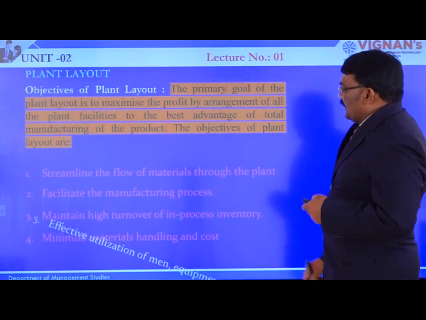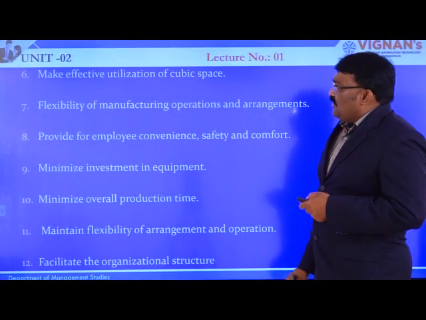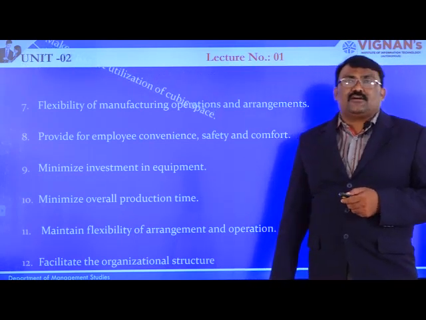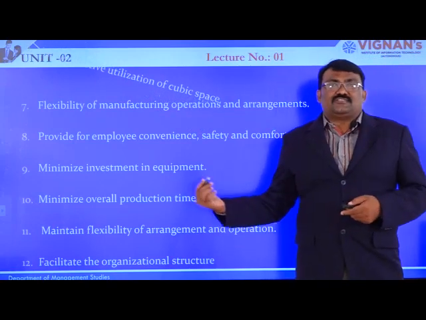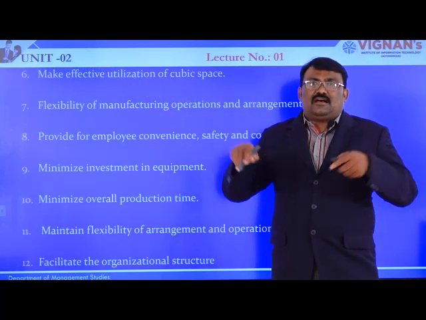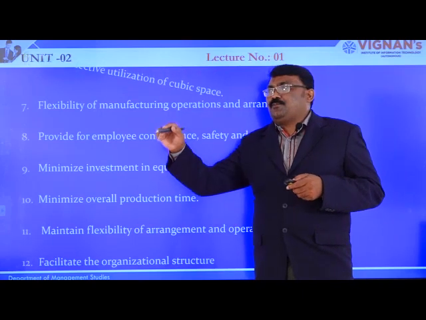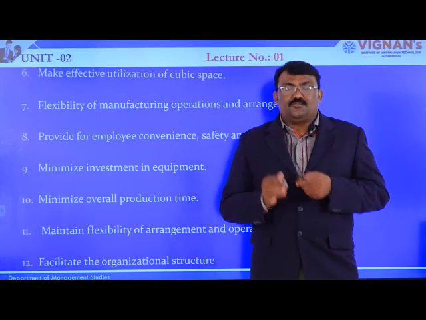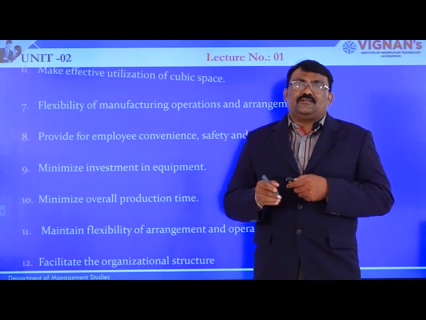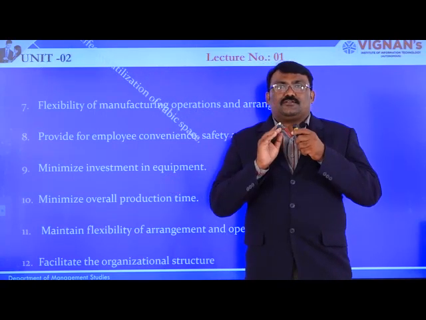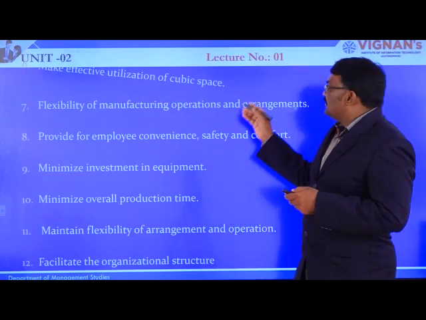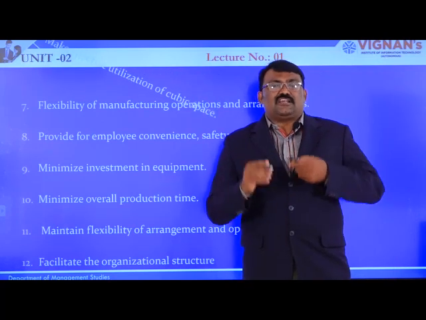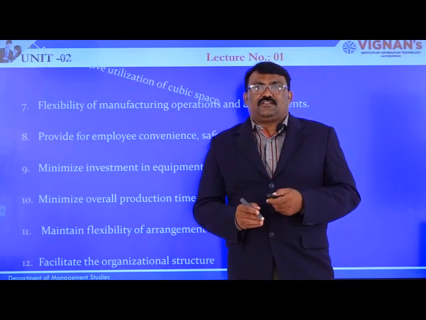Now, coming to the next objective: make effective utilization of the cubic space. Previously we have seen the diagrammatic representation of a small location. In that location, we have put different boxes inside it. Those boxes are called cubical spaces related to different activities or processes. Those cubical spaces given to different activities have to be used at the highest level of effectiveness.